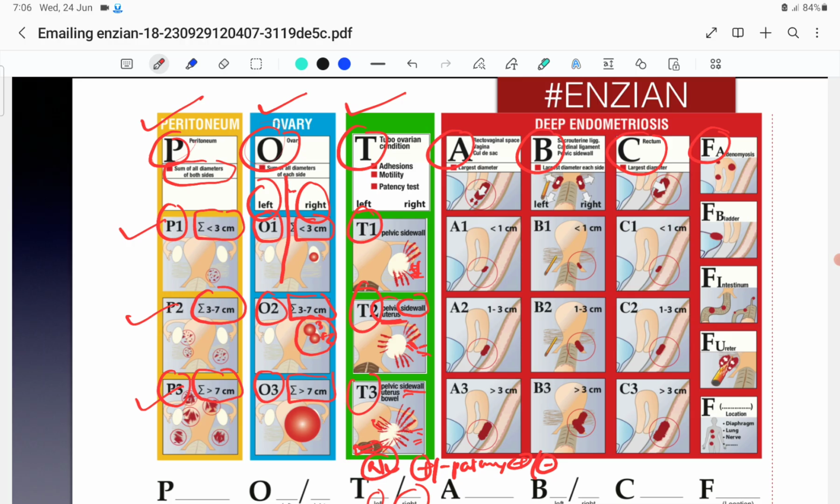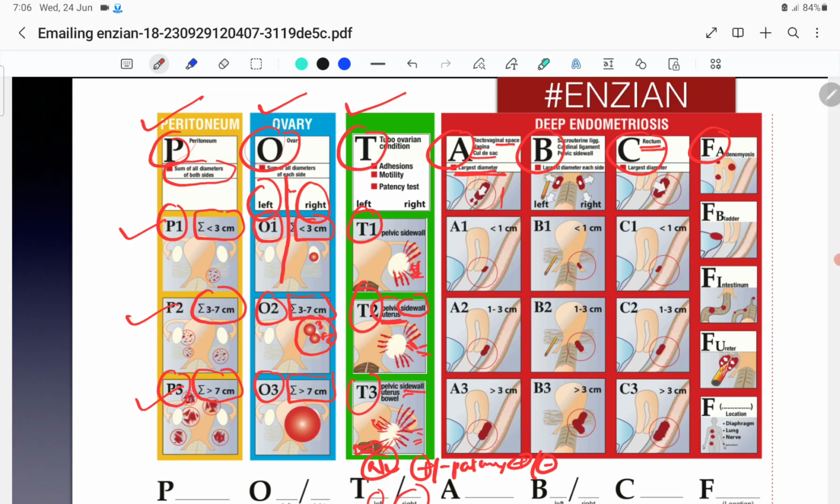A is for rectovaginal space, that is the vagina and cul-de-sac. The largest diameter has to be taken. A is rectovaginal space, which you have to measure in the craniocaudal direction. B is your uterosacral ligament, uterosacral and cardinal ligament and pelvic side wall. Okay, C is your rectum.